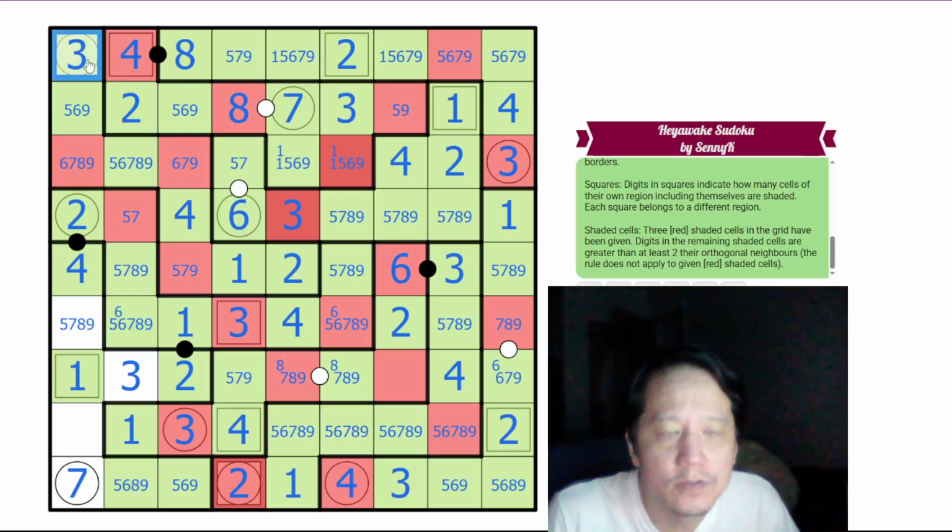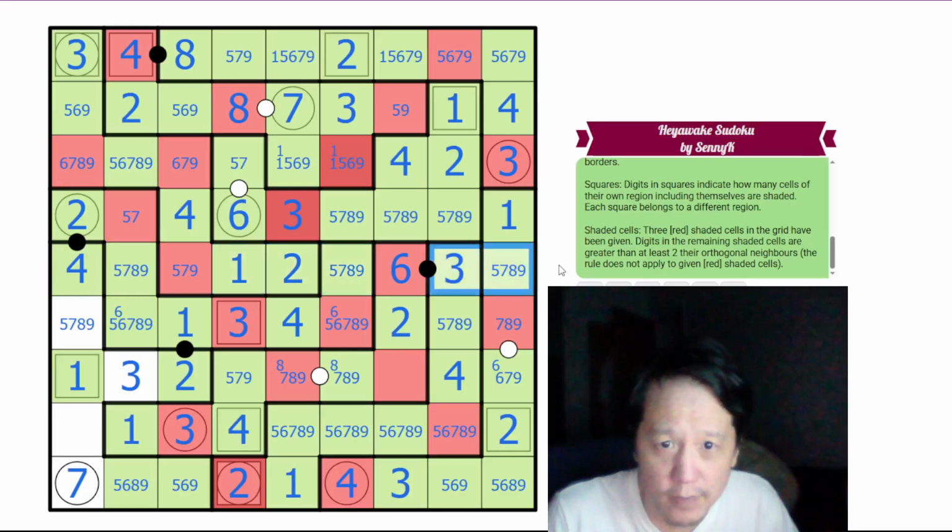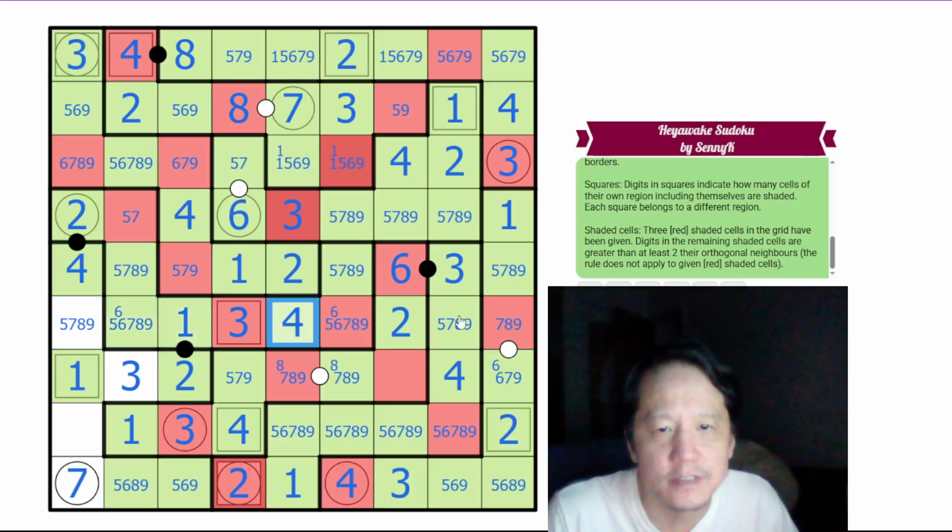Let's see. So 0 boundaries, 0 boundaries, 0. 1, 0, 1. 0, 1, 0. 0, 1, 1. 1, 1, 1. This is 0, 1. That's fine. 0, 1. This is fine. This is 1 at 1. 0, 1. 1, 0, 1 at most. So we don't have anything there.